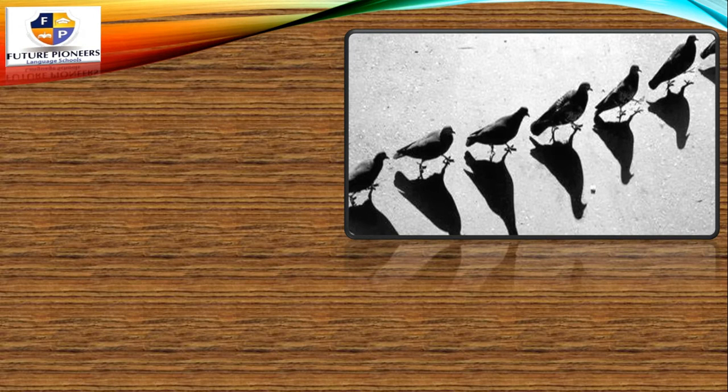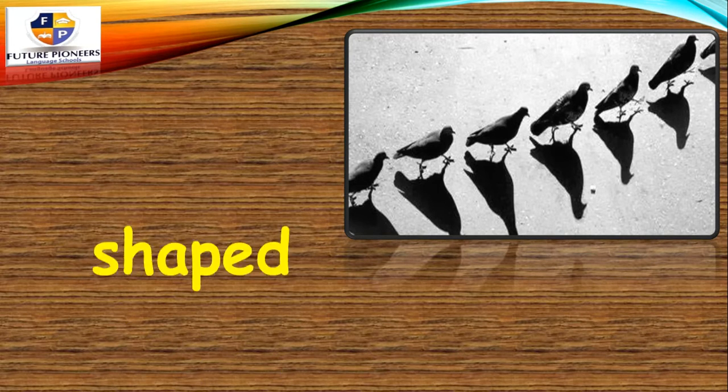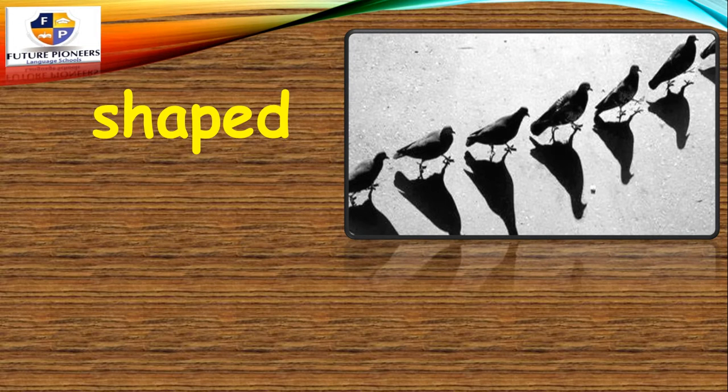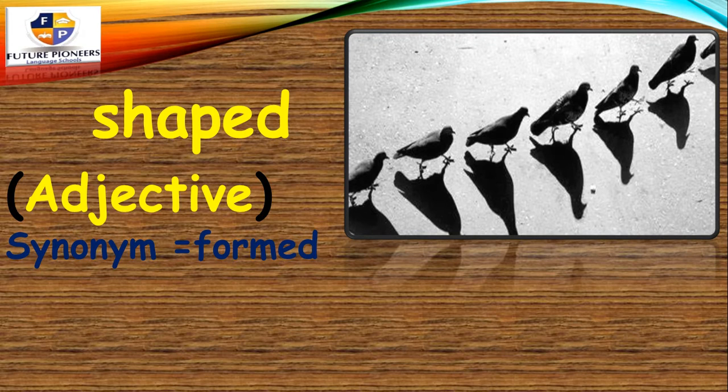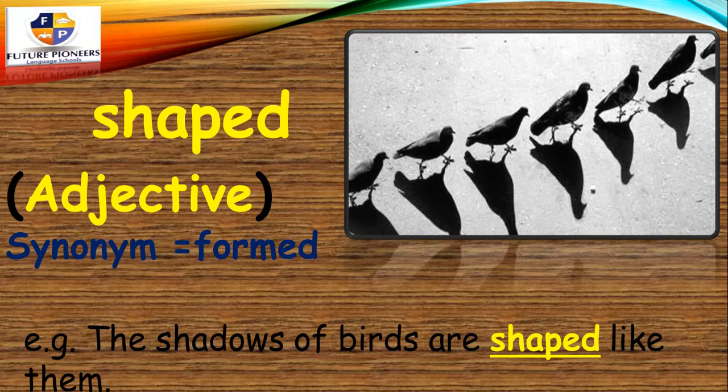Next one is, what can you see here? I can see many birds that are shaped. These birds are shaped. What does it mean? It means having a particular shape. Can you see they are in a line? So they have a particular shape, and it's an adjective, because it is describing something. Example: the shadows of birds are shaped like them. As you can see, they are shaped like a line, and their shadows too are shaped like a line.